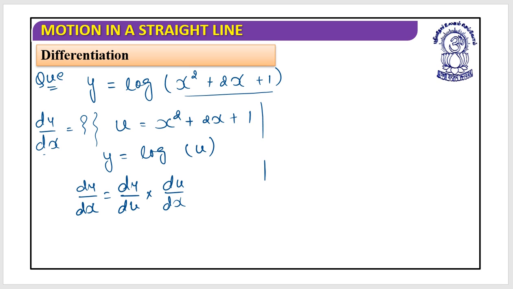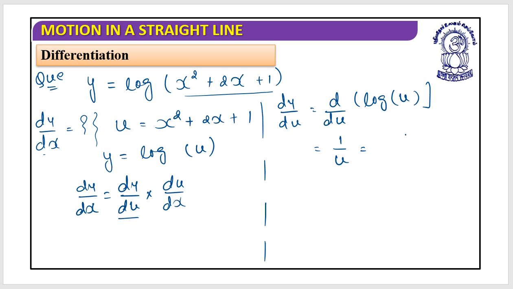What I need to do is dy by du. What is this? It's dy by du, which equals d by du of y, which is log of u. So if it was d by dx of log x, it is 1 by x. So here it is 1 by u, and our u is x square plus 2x plus 1.